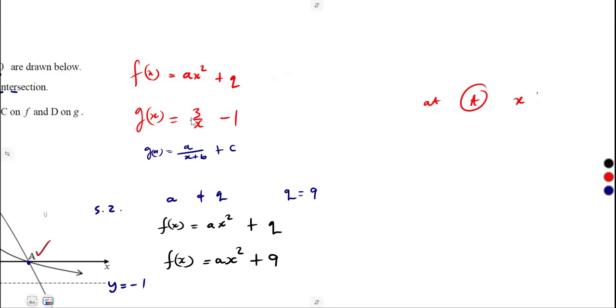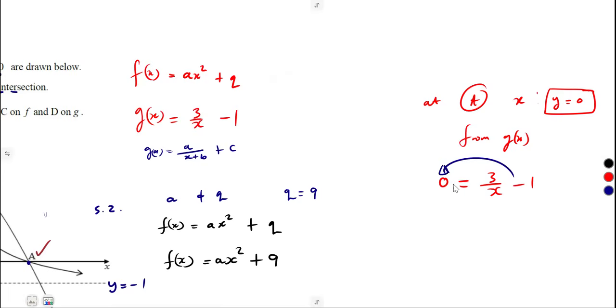The x value is going to be what? We can use g of x because it is a complete equation. At A, we are talking about the x-intercept where y is equal to 0. So in place of y, put a 0 there from g of x. That's 0 is equal to 3 over x minus 1. Solve for x. The minus 1 to the other side is going to be a plus. That's 1 is equal to 3 over x. To find x, simply cross multiply. That is 1 times x is equal to 1 times 3, which is 3.